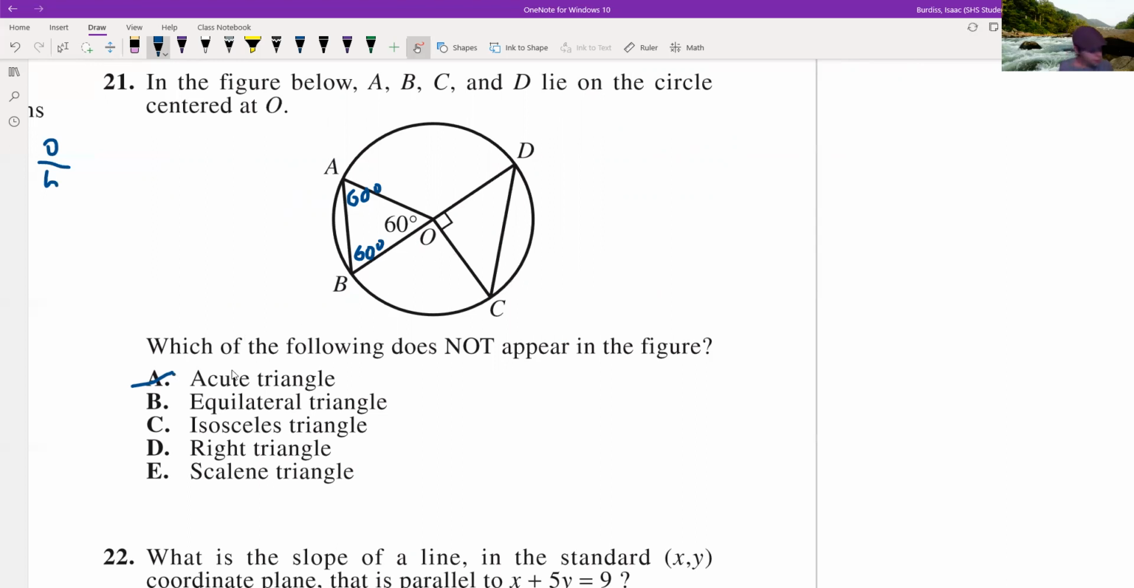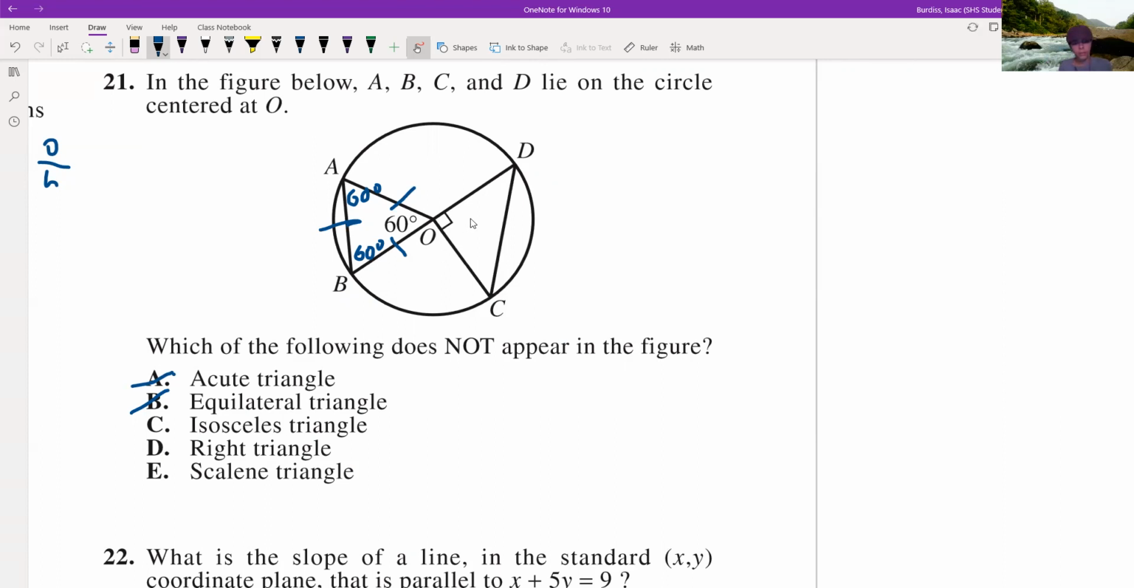Equilateral triangle. Yes, that is in there. So that's not the answer, because in an equilateral triangle all the angles are the same and all sides are the same. Isosceles triangle. Is there an isosceles triangle in there?